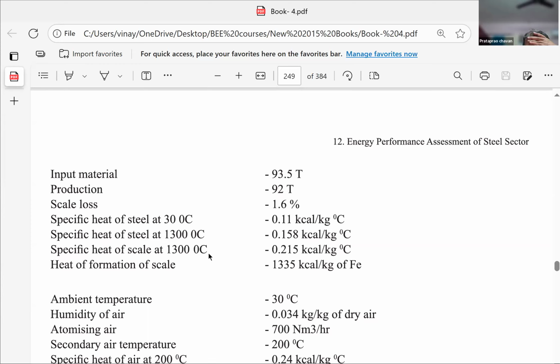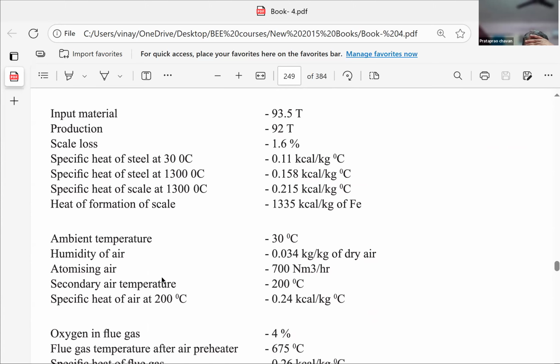Heat of steel is also given, scale is also given. Heat of transformation of scale, converting impure into pure: so many kgs of Fe. How many kgs have they made? 92. So 92 multiplied by so many kilocalories and again the delta T. Ambient temperature 30, humidity of air, atomizing air so much quantity, secondary air temperature 200, specific heat of air at 200 is 0.24, against mCp delta T. You are using the same formula, only the description names are changing.